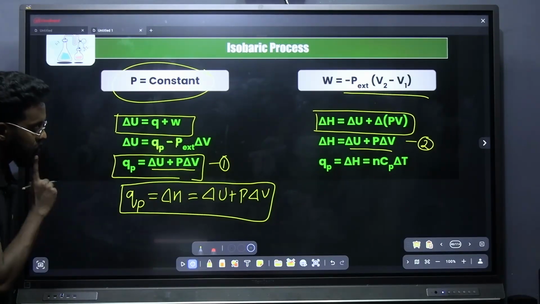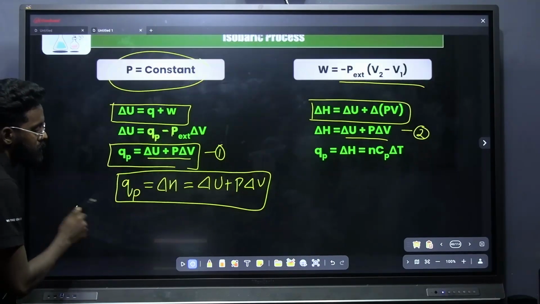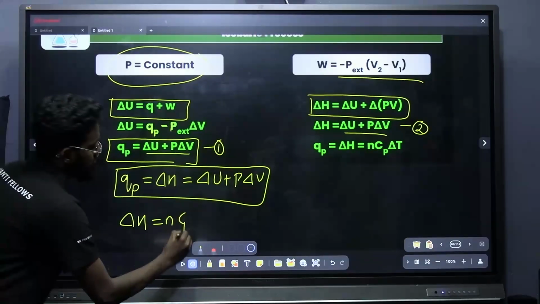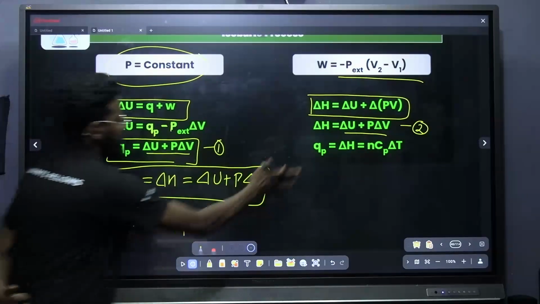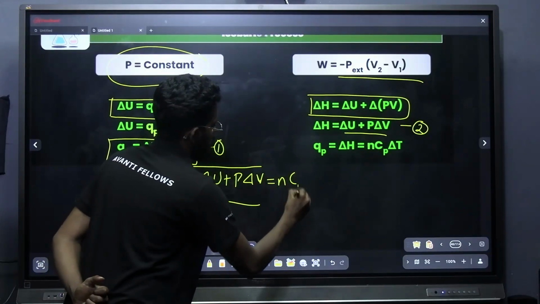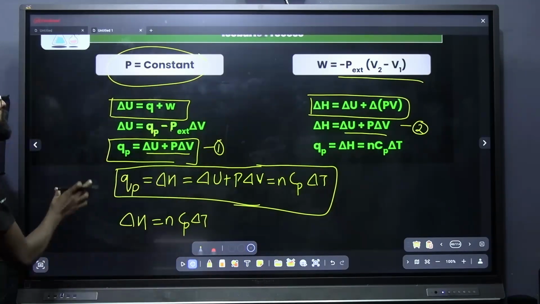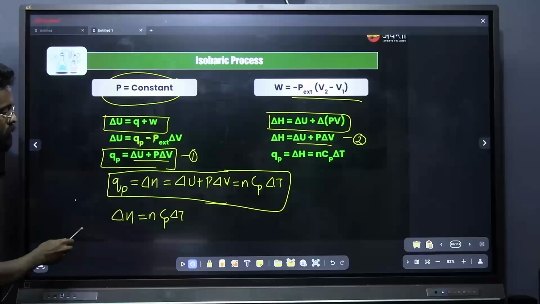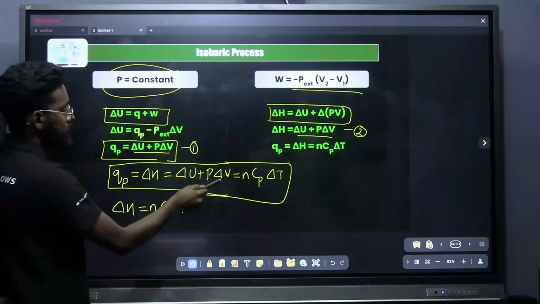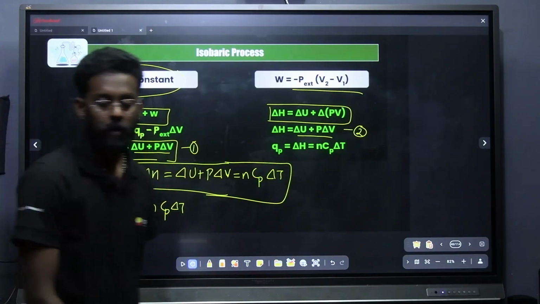Now there is one more equation which we learned for delta H: delta H is equal to nCP delta T. That also I can add over here. So this is the complete equation related to the isobaric process. Note it down, everyone. QP is equal to delta H, which is equal to delta U plus P delta V, which is equal to nCP delta T. Yes, got it.